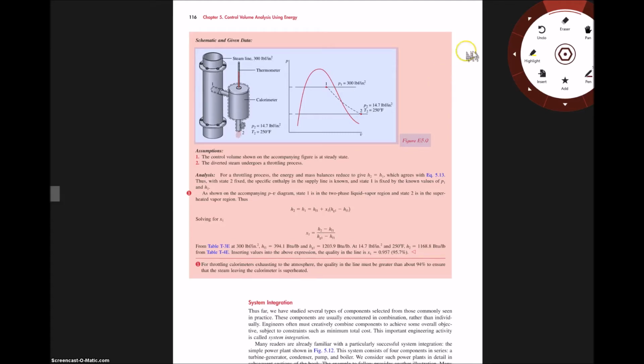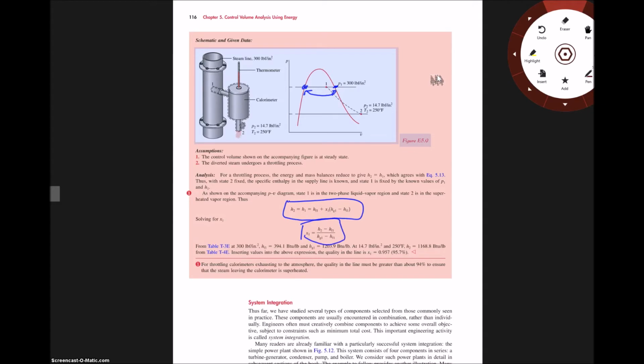So the process is simple enough. Here we're looking at the equation that's telling us that the enthalpy at point 2 is equal to the enthalpy at point 1. The enthalpy at point 1 will be calculated as the enthalpy that we can find at this point, plus the quality multiplied by the difference between here and here, and we have both. We can find both on the table.